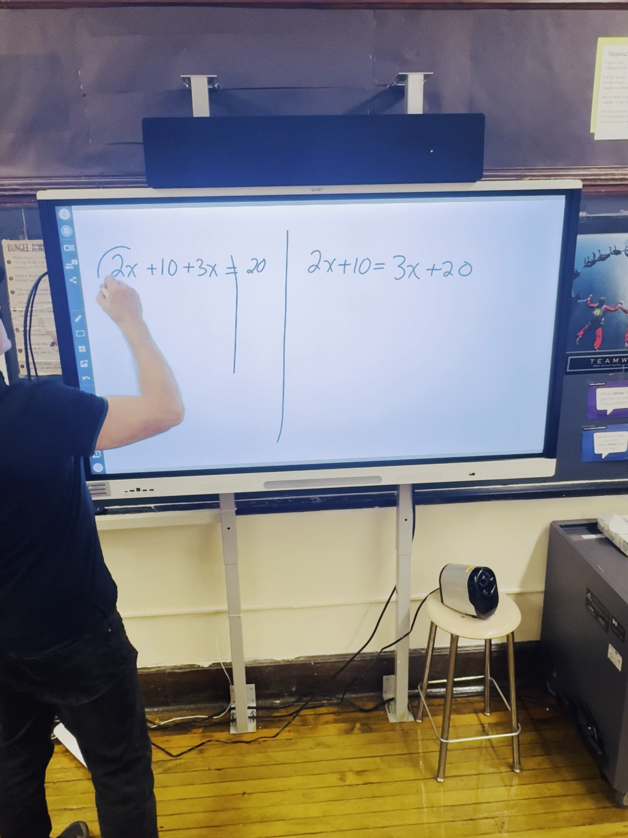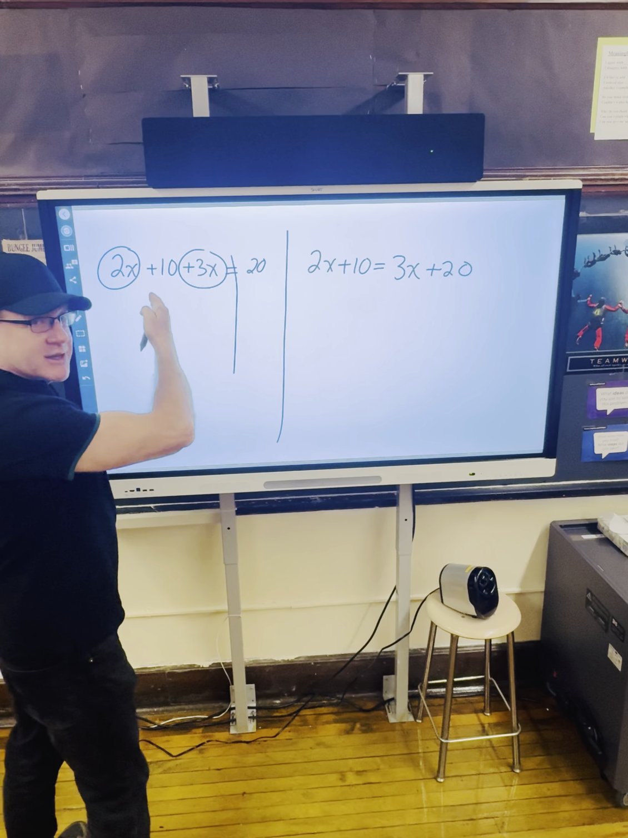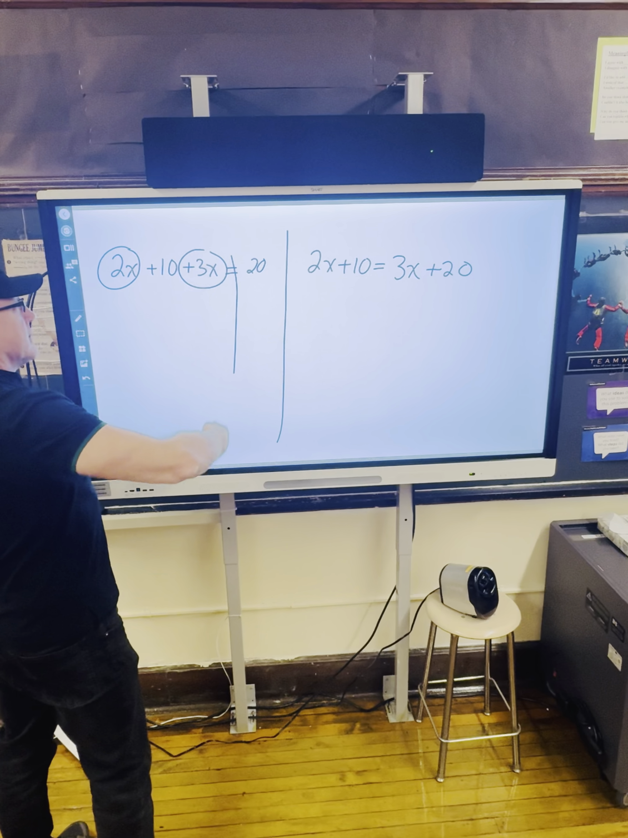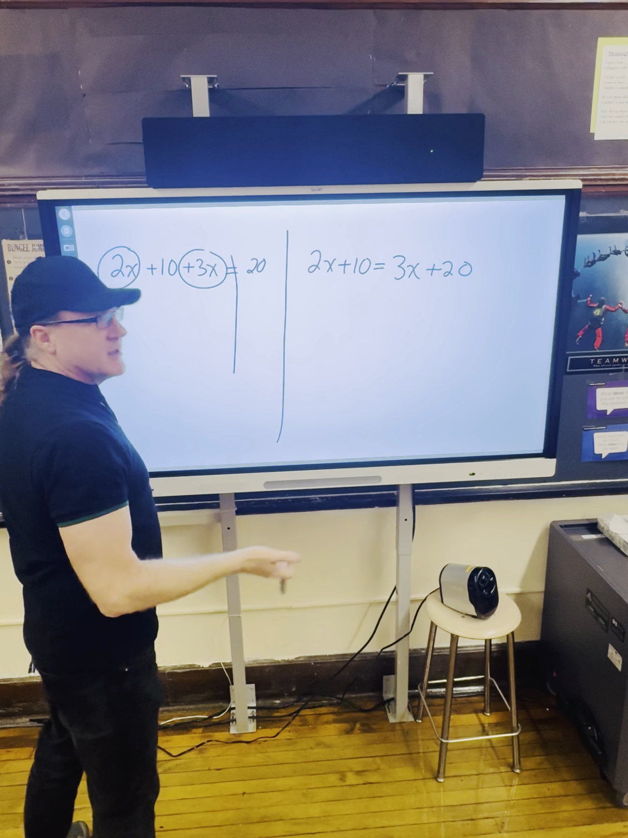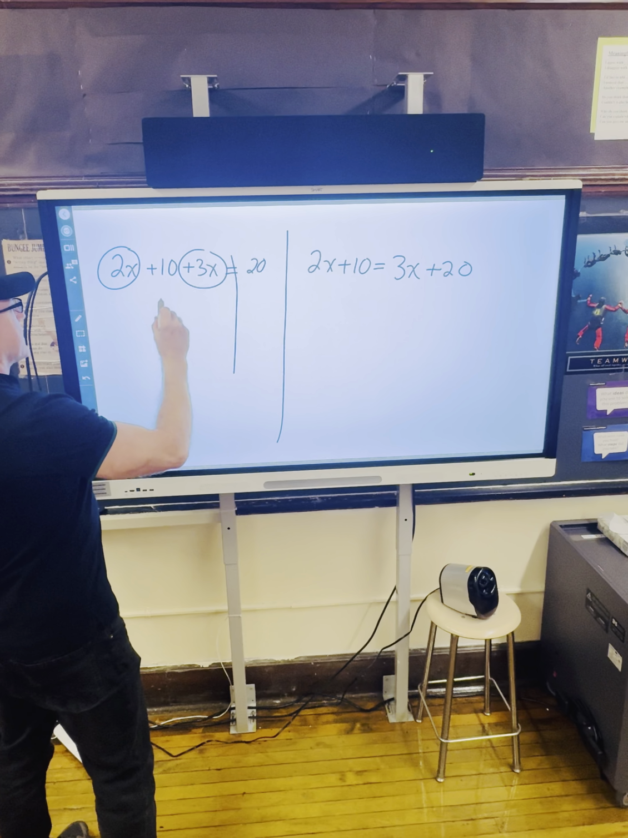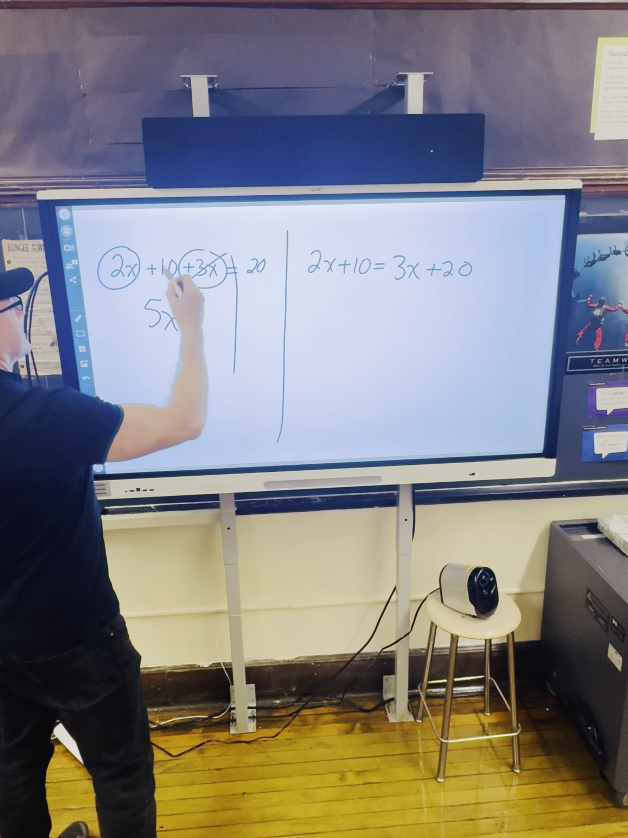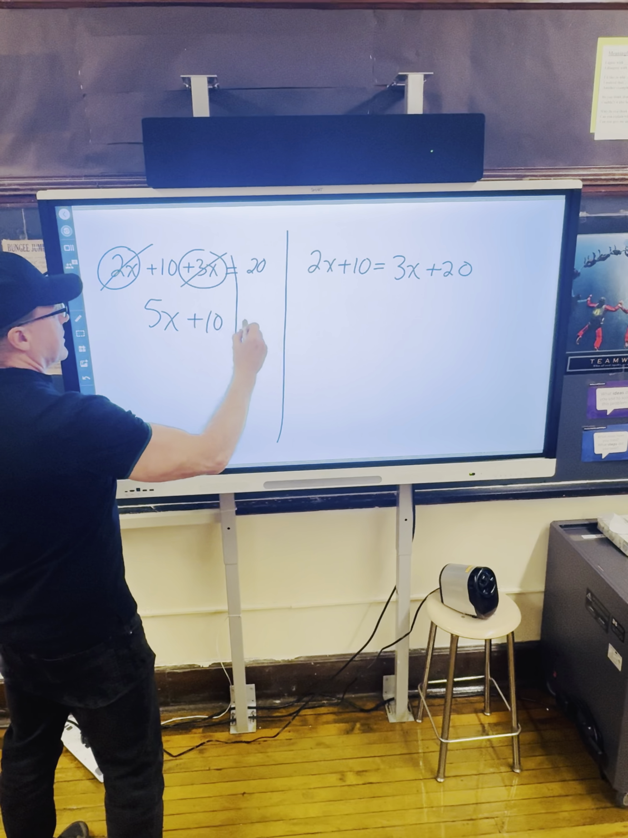We do have like terms on the same side of the equal sign. Not on the same side of the 10, the same side of the line. Because they're on the same side of the equal sign, all you have to do is put it together. 2x plus 3x is 5x. So those are gone. I bring this down and this down.